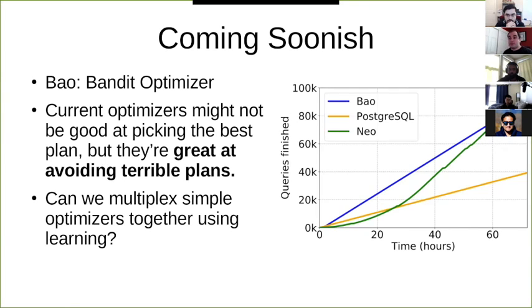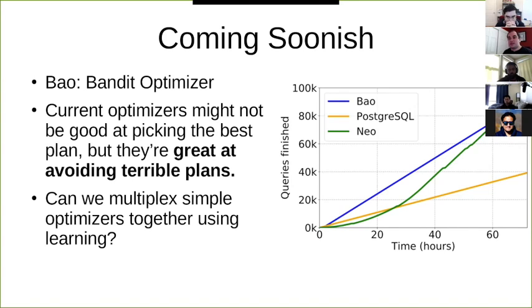So we have one preliminary result for this. This is on a 100,000 query workload, again, over the IMDb data. On the x-axis, we have the time, and on the y-axis, we have the number of queries finished. And the idea is you just execute as many queries as you possibly can, as fast as you can, and we plot the resulting curve. So here we show BOW, Postgres, and Neo.